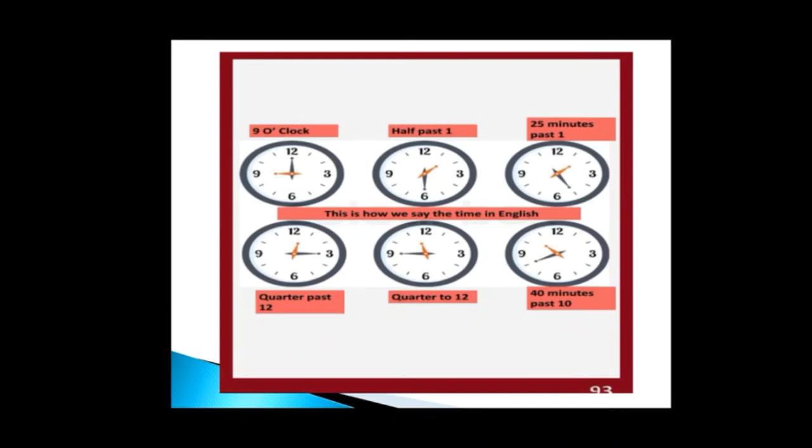Now, it's your turn to practice the time. I have given the pictures of clocks here. Just read out the time mentioned there. Practice well and learn the time well.